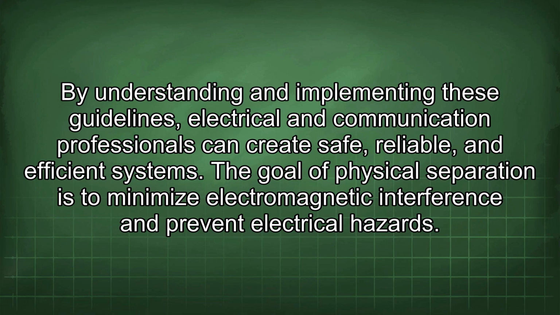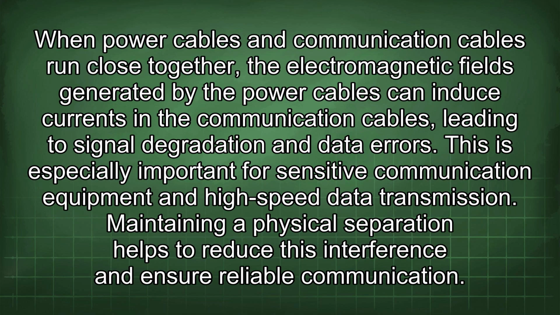The goal of physical separation is to minimize electromagnetic interference and prevent electrical hazards. When power cables and communication cables run close together, the electromagnetic fields generated by the power cables can induce currents in the communication cables, leading to signal degradation and data errors. This is especially important for sensitive communication equipment and high-speed data transmission. Maintaining a physical separation helps to reduce this interference and ensure reliable communication.